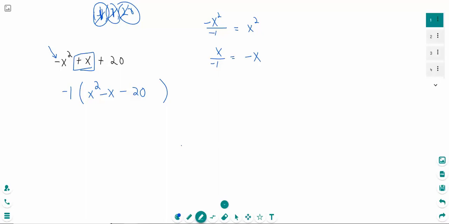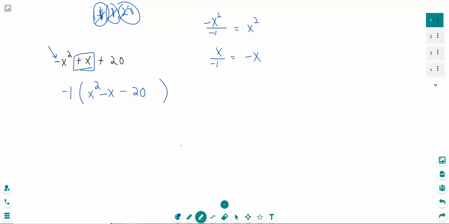Okay, and if you wanted to distribute this back through, you certainly could. A negative times a positive x squared is going to be a -x squared. -1 times a -x, positive x. -1 times a -20, positive 20. So you can see how definitely it works. The benefit here is now we have something that we're familiar with. We now have a trinomial in the form of an x squared, then an x, and then a coefficient. And the first term is not negative.